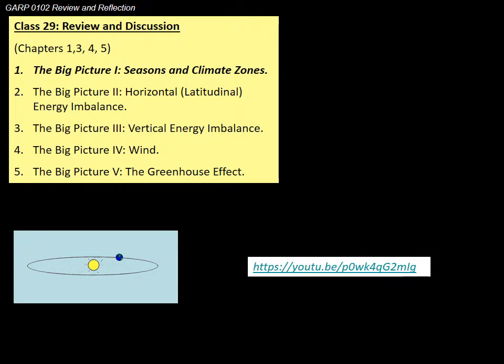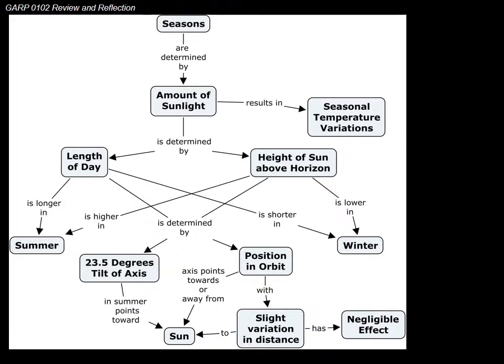Big picture number 1, seasons and climate zones. That link there you can click on, and it links you back to the video of the Harvard students being asked what causes the seasons. And we of course know the basic story. We know seasons are not caused by the Earth being closer or farther away from the sun, but here the concept map does a really nice job of explaining what causes the seasons. So we've covered that pretty well.